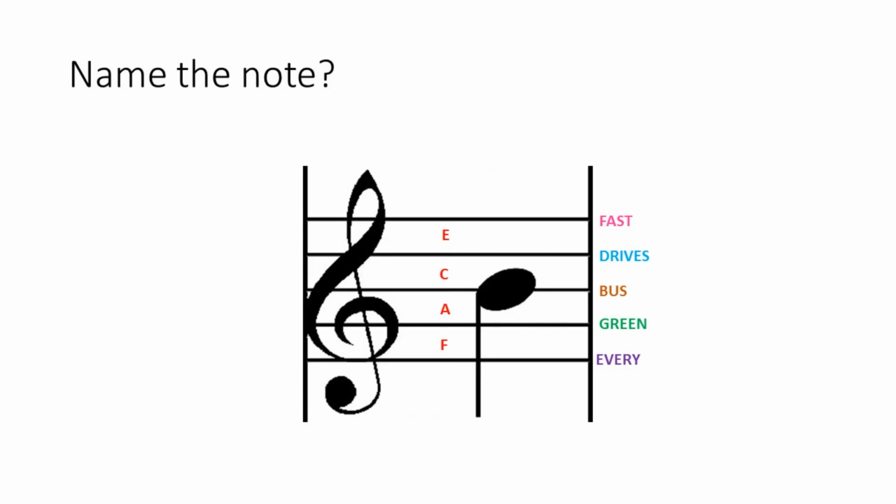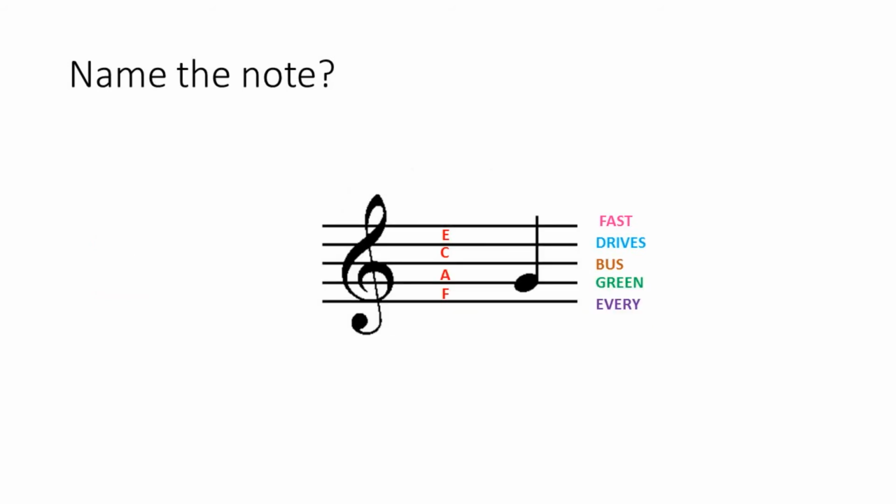So now we've learnt our rhyme. We're going to have a look at some of these notes in our musical stave and try and work out which note it is. So here, the first note, we have it going through the third line. The note head is going through that line. So we count through the lines, every green bus. And you'll see that it is going through the line that says the word bus. So that makes that note into a B.